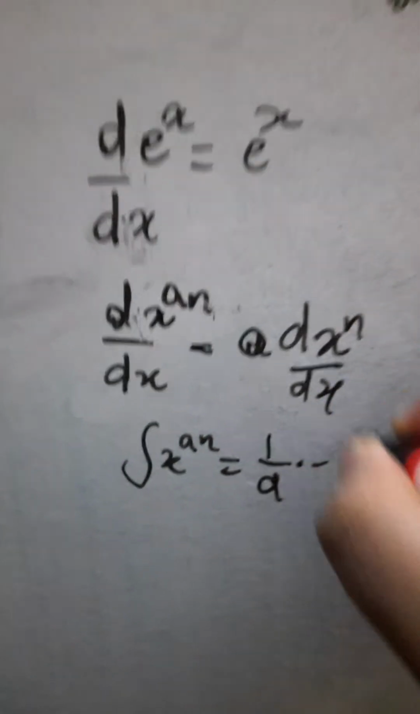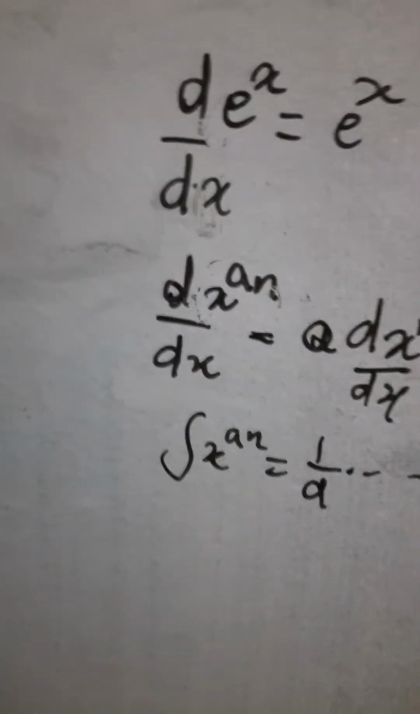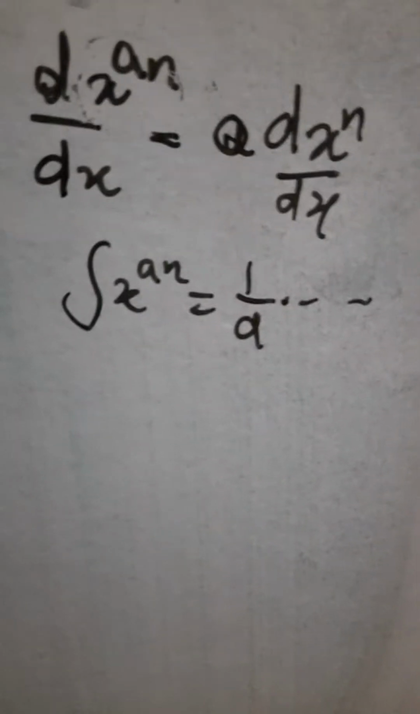Okay, d by dx of x raised to n, but a would be multiplied now. While in integration we divide by a when we integrate x raised to n.